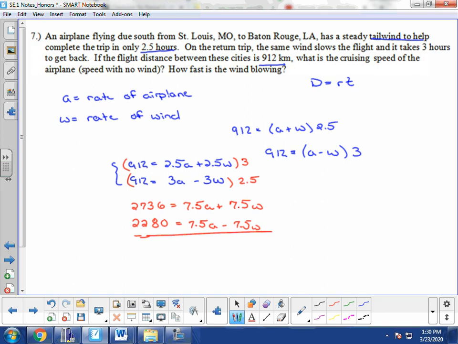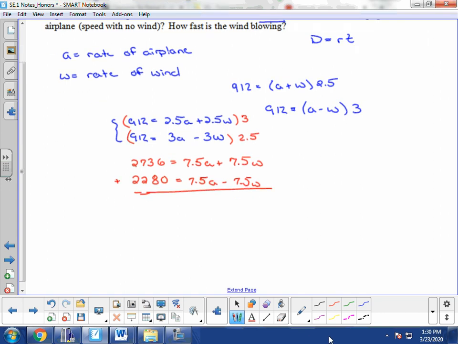So now I can add these two equations, and that's going to eliminate the w variables because they have opposite coefficients. So if I add the 2,736 and 2,280 together, that gives me 5,016 equal to 15a, where I take 7.5a plus 7.5a. Now I can divide by 15 and figure out that a is 334.4 kilometers per hour. We'll come back to units a little bit.